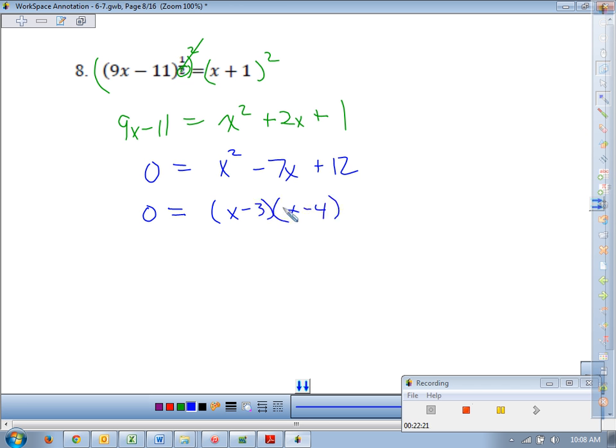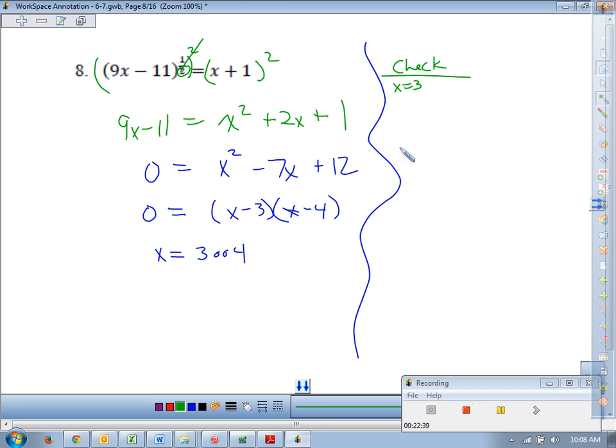So doesn't that puppy factor? Real simple. Now what are our two possible solutions? X could equal 3 or 4. Oh boy, gotta check them. Since you have more than one, tell me which one you're checking right here. Let's check x equals 3.